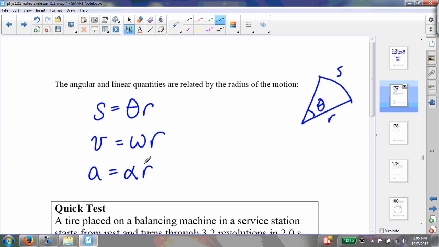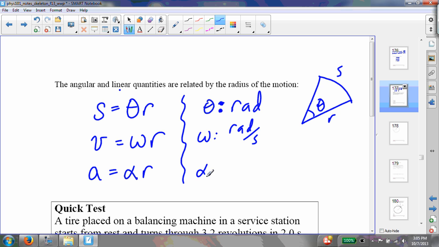I said this, but I'm not sure if you caught it, but the SI units for theta are radians. Not that theta is rad, but the SI unit for theta is the radian. And so the SI unit for omega, you could probably guess, is going to be radian per second. And the SI unit for alpha is going to be radian per second squared.